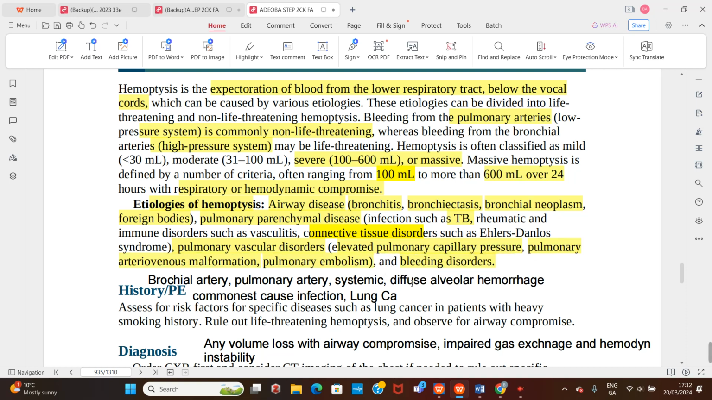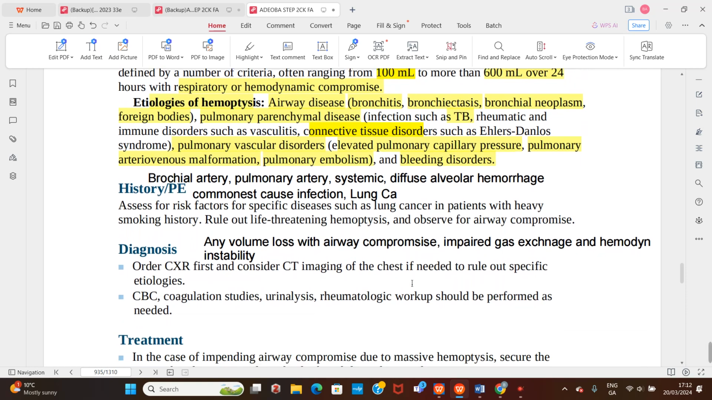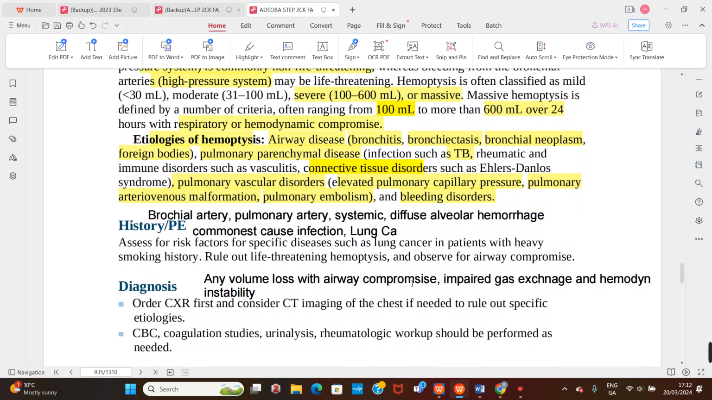Someone that has a bleeding disorder, that's systemic. A bleeding disorder from any cause. Maybe the person is on an anticoagulant, or has DIC, anything. So just look at it: the bronchial airway, the lung parenchyma, the pulmonary vessel, and systemic. You'll be able to have a lot of points to take out.